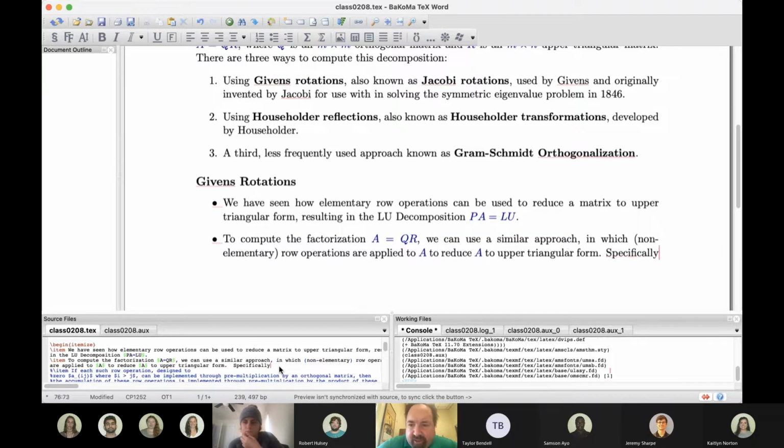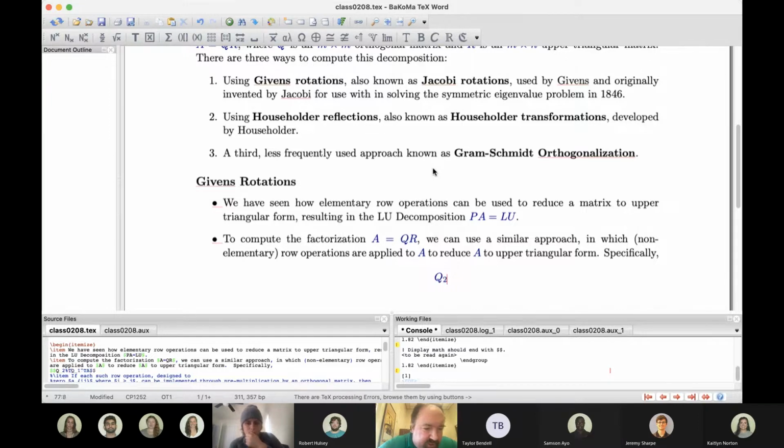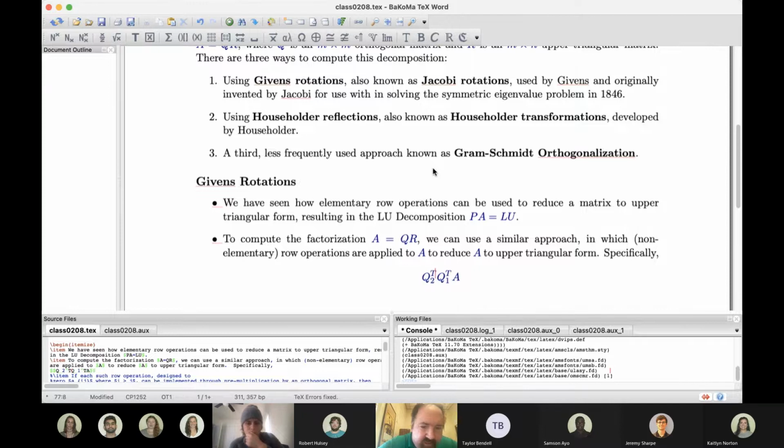So to explain in equation form how this approach for Givens rotations and also Householder is going to work, you start with A, and you multiply A on the left by certain orthogonal matrices that I'll just number Q1, Q2, and I'm taking a transpose. Now, if I take an orthogonal matrix and take the transpose, that's also an orthogonal matrix. And you'll see why I'm transposing in a little bit.